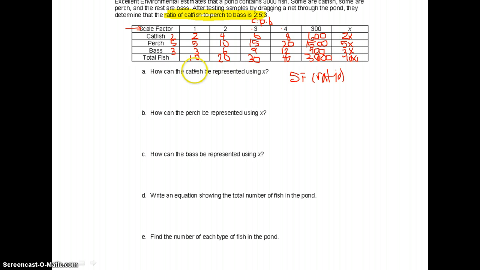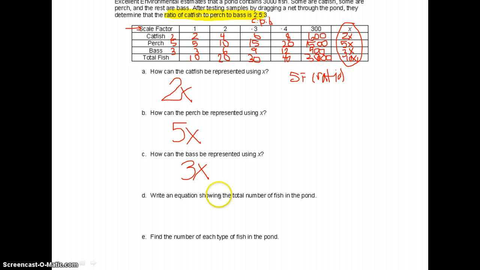It says, how can the catfish be represented using x? Well, we have 2 catfish times x, so it's just 2x. This last column shows us how it's represented. How can the perch be represented by x? Well, that one is 5x. And how can the bass be represented using x? That would be 3x.